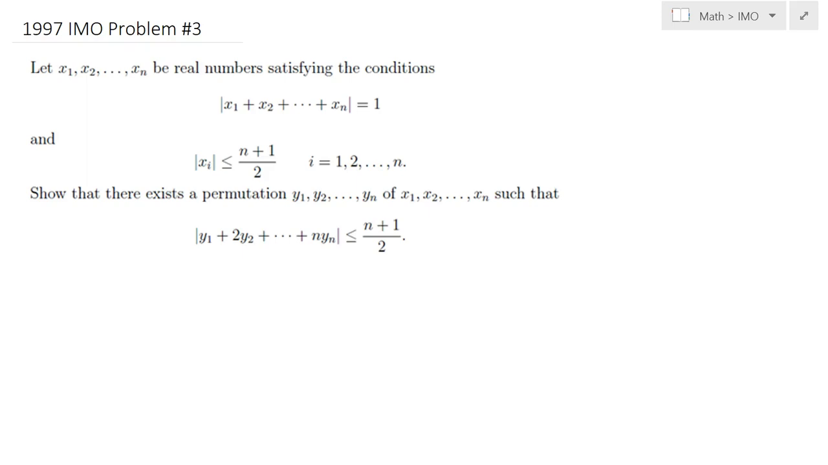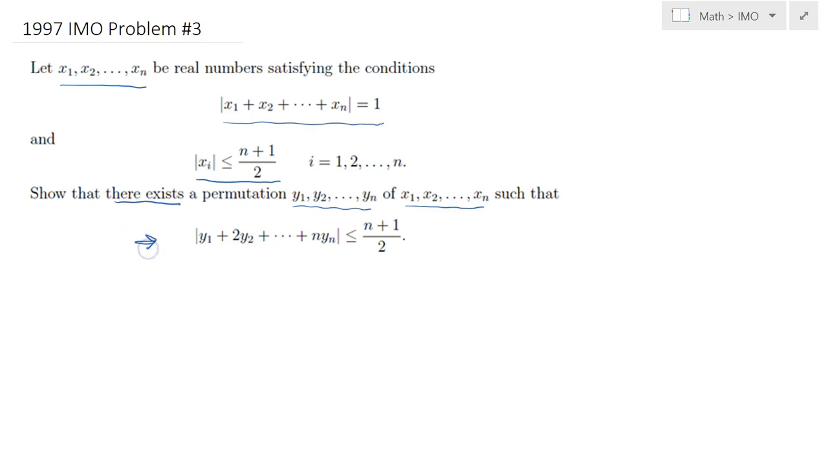Hello everybody, in this lecture we will be solving 1997 IMO problem number 3. Here is a view of this problem. We are given n real numbers and these numbers satisfy this nice condition here and also this one. We would like to show that there exists a permutation of our original real numbers such that this final condition holds.